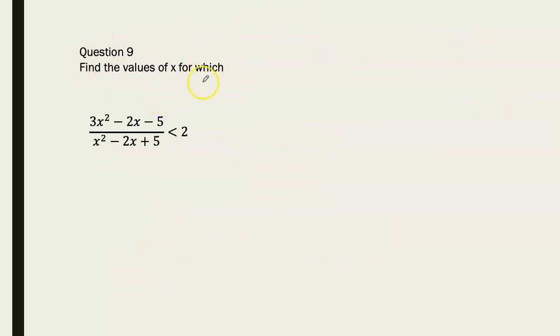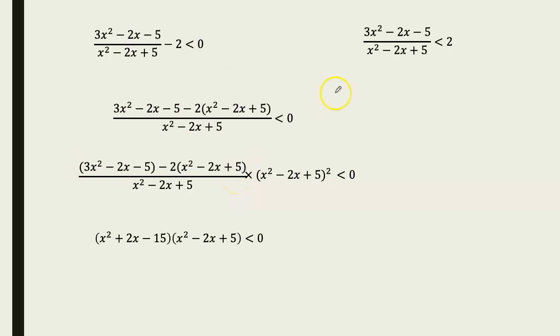Next question. Find the values of x for which (3x² − 2x − 5)/(x² − 2x + 5) is less than 2. Again we have a denominator here. So first we shift −2 to the left. So I get (3x² − 2x − 5)/(x² − 2x + 5) − 2 less than 0. Take the LCM. So I get (3x² − 2x − 5 − 2(x² − 2x + 5))/(x² − 2x + 5) less than 0.